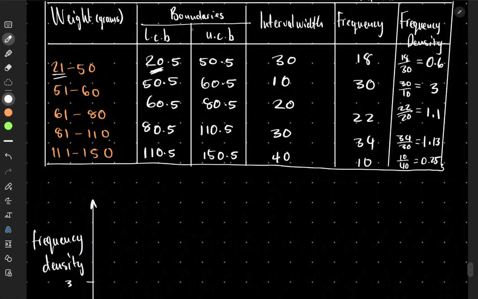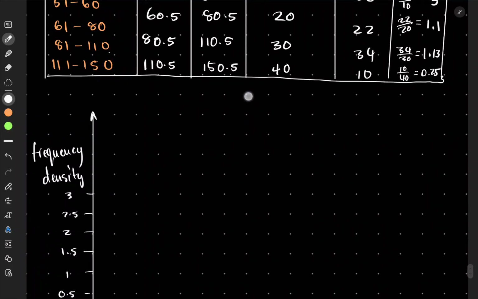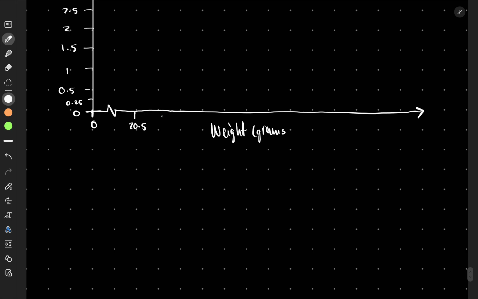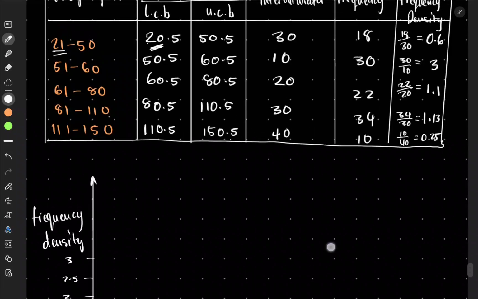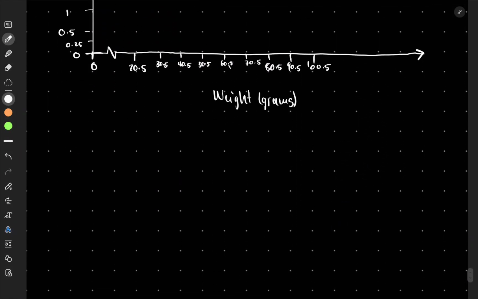Great. Remember that your boundaries are actually 20.5 to 50.5, it keeps going. So 20.5, and then I can now have 30.5, then 40.5, 50.5, 60.5, 70.5. Should remove this, put it a little bit lower. Weight in grams. And then I keep going. I'll now have 80.5, then 90.5, then 100.5. Where does it end?